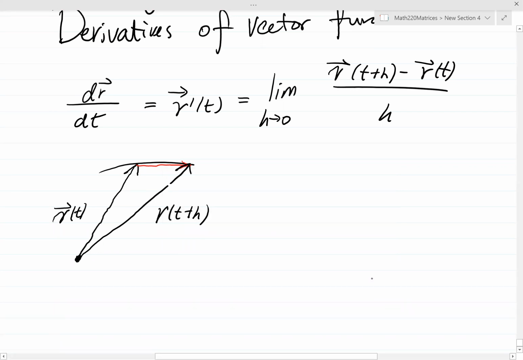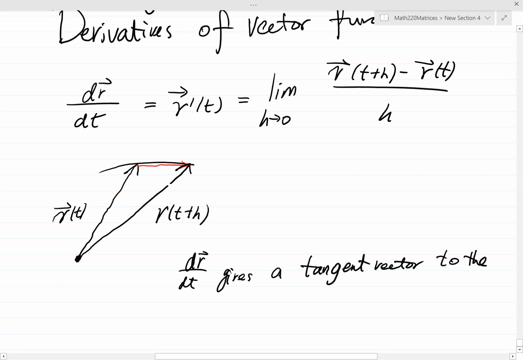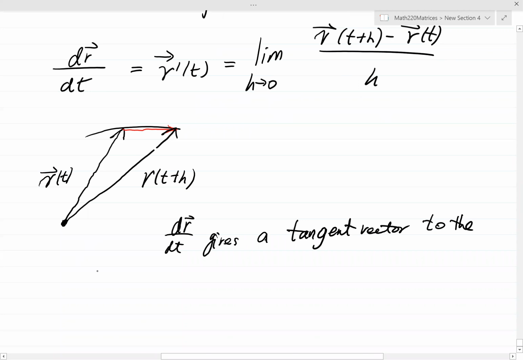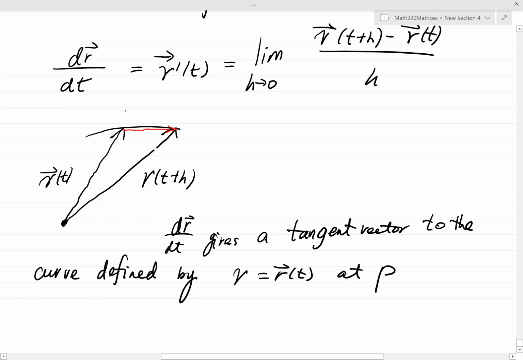Okay, so this is actually a tangent vector to the curve defined. The derivative dr over dt gives us a tangent vector to the curve defined by r(t), at the point p. Suppose this point is p.